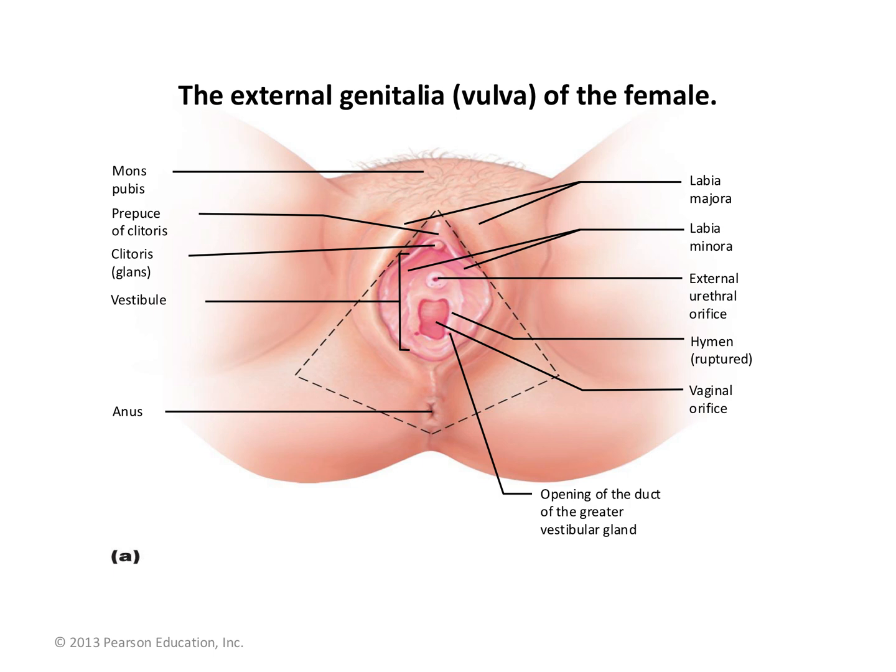So here is the mons pubis, which is a fatty dome. Our external labia majora, the internal labia minora, the clitoris, the external urethral orifice, and the opening for the vagina.